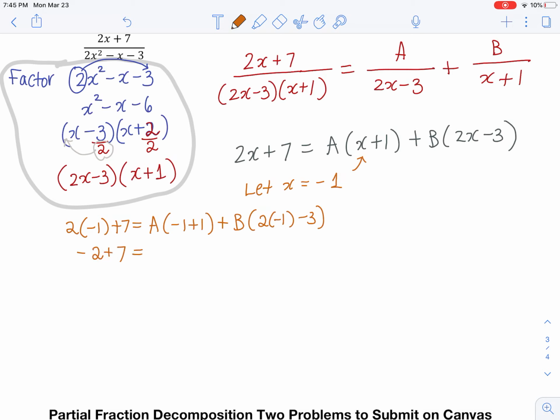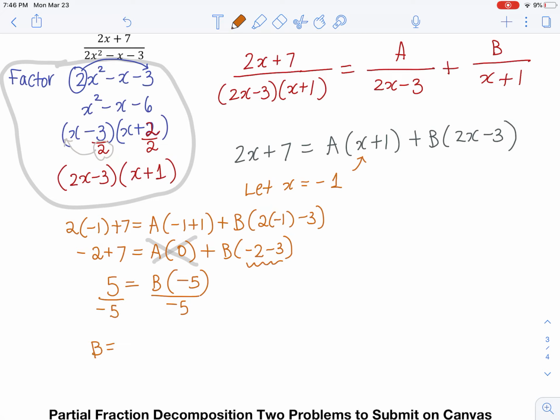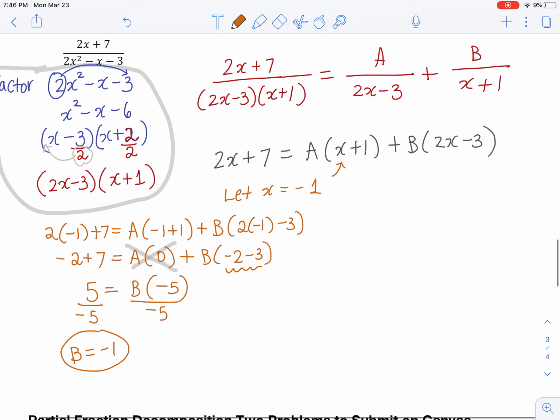This will be negative 2 plus 7, a times 0 plus b times negative 2 minus 3. Left side is 5. Ooh, a times 0 is gone. Then I have b times negative 5. If I divide both sides by negative 5, I will get b to be negative 1. So I got that. Alrighty, now let's do the other one.